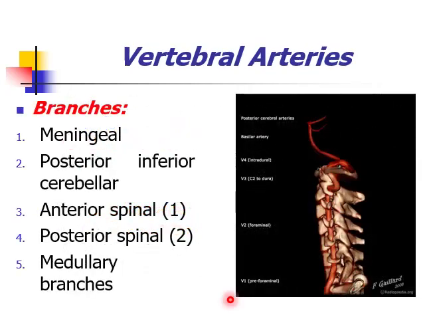The branches coming off this vertebral artery would be as follows. We've got meningeal arteries. They are supplying the meninges covering the brain like the carotid arterial system. We have a posterior inferior cerebellar artery. This supplies the undersurface of the cerebellum at the back of it. Then we have an anterior spinal artery, and we have two posterior spinal arteries. We have got medullary branches to supply the medulla oblongata that this vertebral artery runs upon.